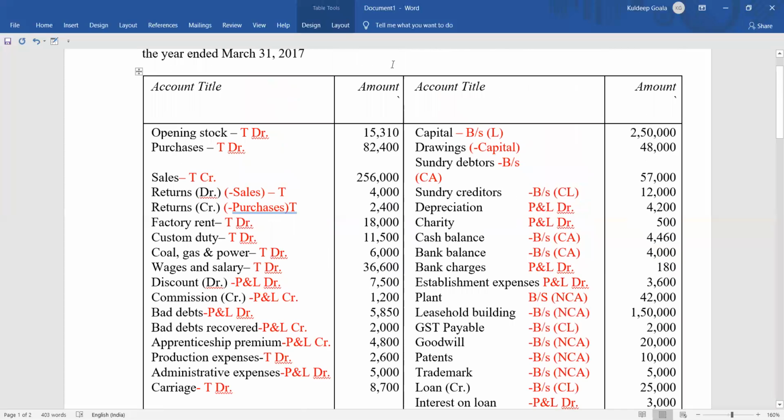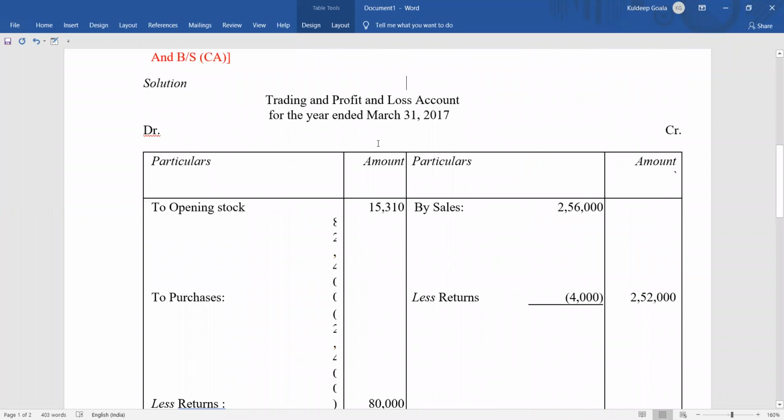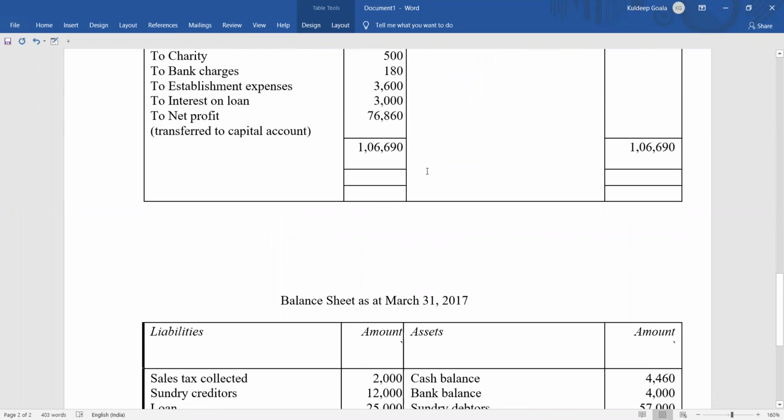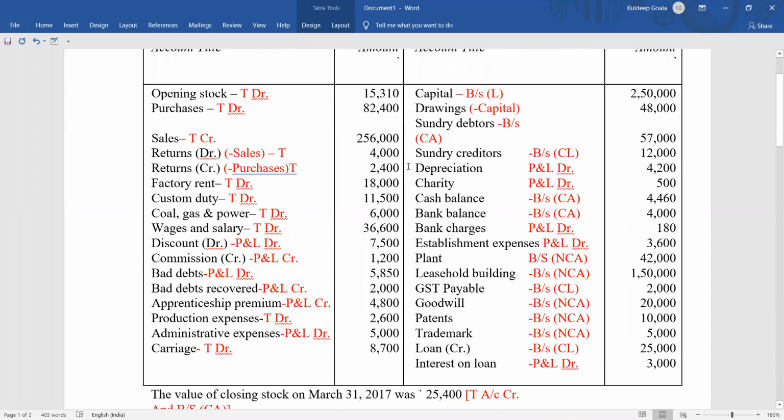Now we'll go for the solution. Coming to the solution, we have to prepare the trading account, the profit and loss account, and along with that the balance sheet. So we'll start with that. Let's start.